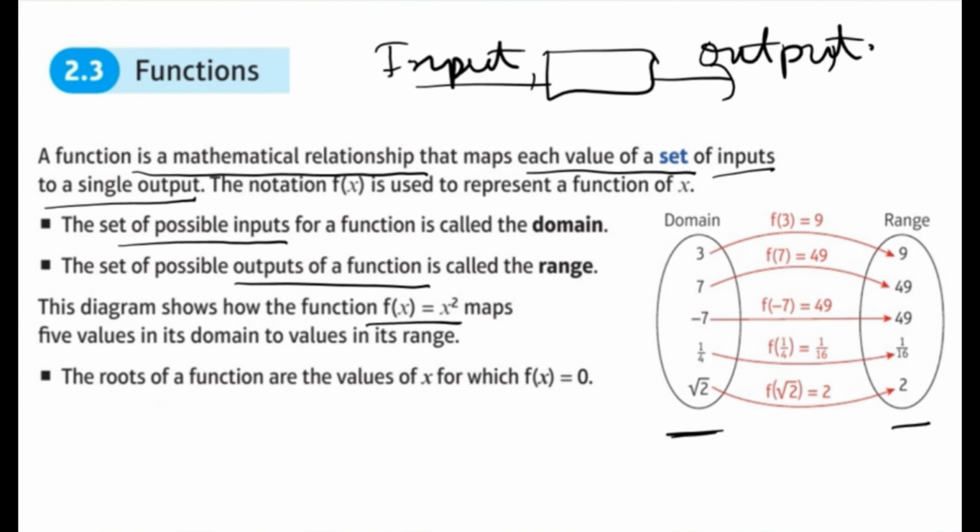Here we mapped function f(x) is equal to x squared. So when your input is 3, 3 squared is 9, so your output is 9. When your input is 7, output is 49, 7 squared is 49. If your input is minus 7, your output is 49 because minus 7 squared is also 49. If you put 1 over 4, output is 1 over 16. Root 2 squared is 2, so 2 you are getting. So this is how a function works.